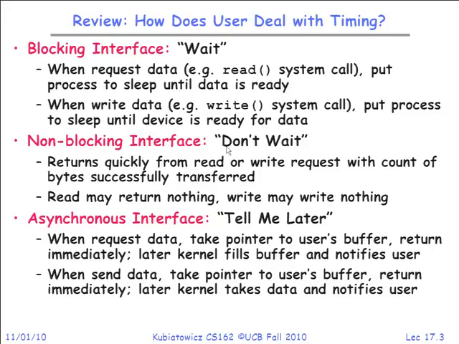In the case of asynchronous, you get back a promise. Yeah, okay, I'll do it for you when I can. Here the difference is you say, give me 100 bytes, and it will give you 100 bytes, but it will return to you immediately, and later you'll get a signal that says, here's 100 bytes. Does that make sense, those two differences?